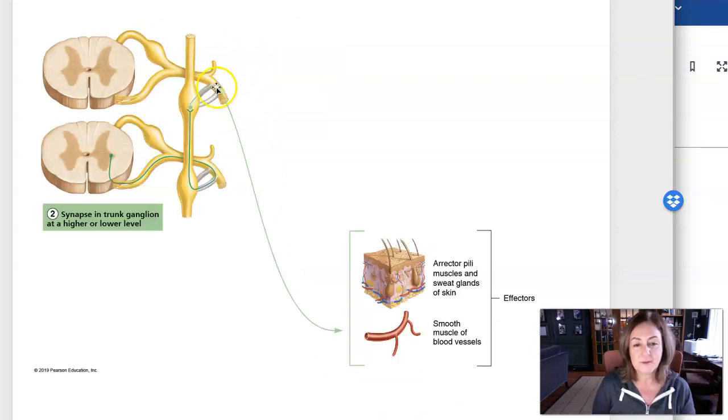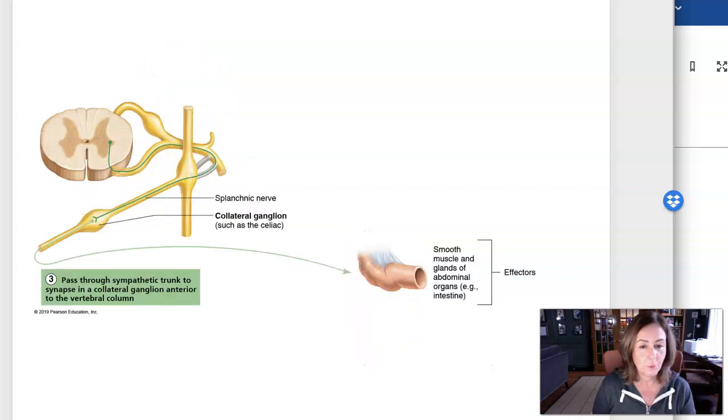Here's another possibility. It could travel within the chain ganglia, so it could come into the cord at one level, ascend or descend within the chain, and then synapse at a different level. So actually, here we have it coming into the cord, ascending, and then synapsing at a higher level than it entered the cord.